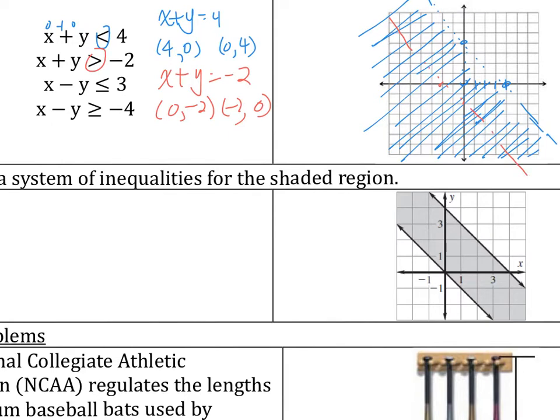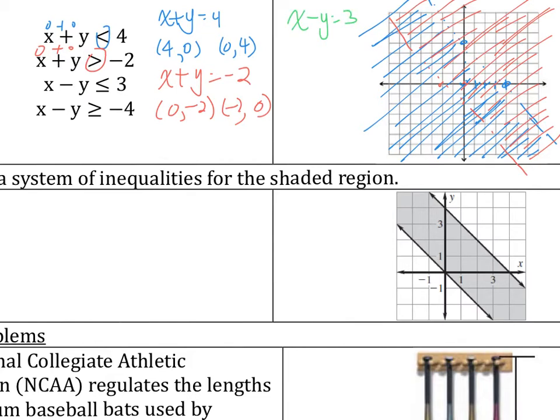And we need to see, let's see, 0, 0 test. 0 plus 0 is greater than negative 2, so we need to include the 0 and shade in the right-hand side of the graph. Okay, and then let's pick a different color. Let's use green. And let's see, x minus y equals 3.